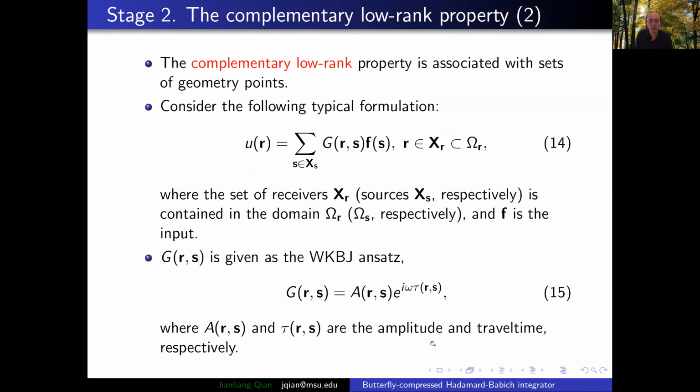Okay, so that's the issue. This leads us to consider the so-called complementary low rank property. Essentially, we have a source location in a domain omega and a receiver location in another domain omega r. So the source location and observation location are separated, and we will consider the interaction between them. So how do we argue that we have a low rank structure?